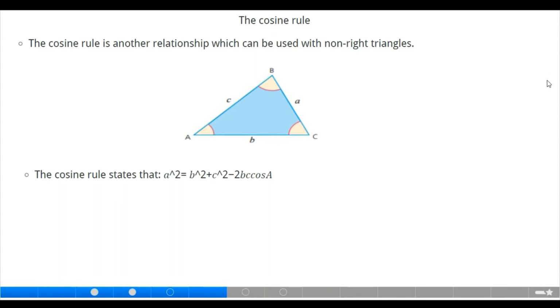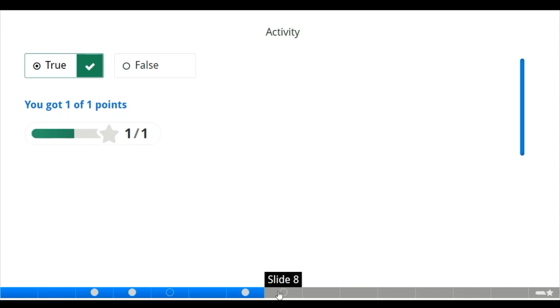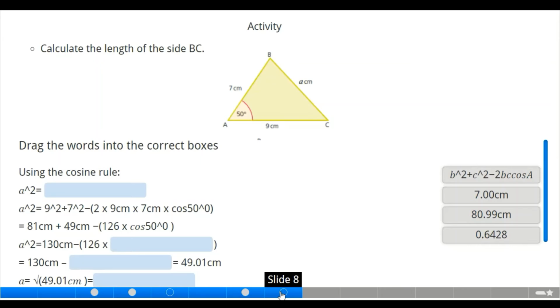Okay, with that, now let's look at the class activity that we have under that. But before then, let's look at this test of brain that we have. The cosine rule is another relationship which can be used for what? It can be used for non-right angle triangles. So we are right.